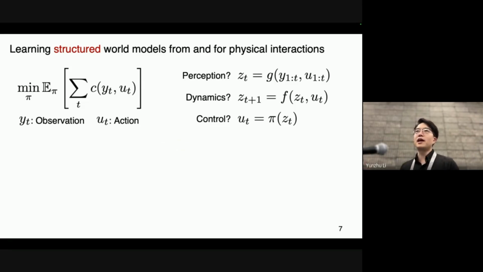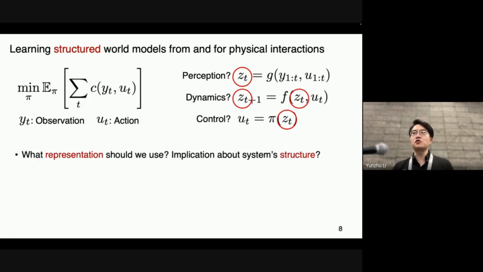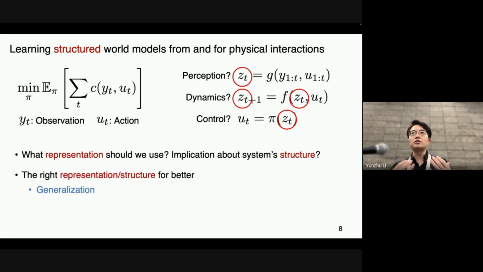If you look carefully at this formulation, the choice of Z has a very profound impact on the structure of the overall system. And the selection of Z has to be very carefully determined. And that will determine essentially the generalization capability of your system, and also the sample efficiency of your system.